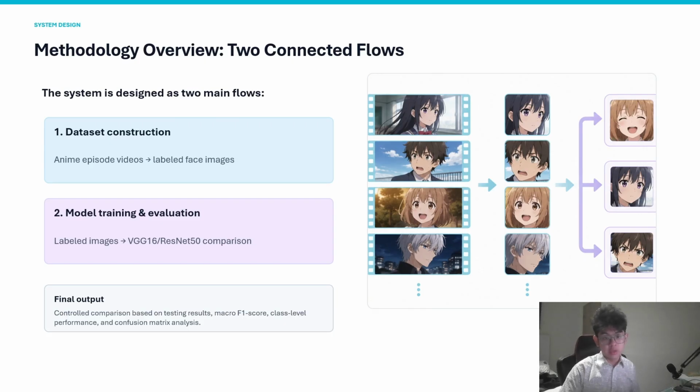The final output of the system is not only the predicted expression labels, but also a controlled comparison between VGG16 and ResNet50. This comparison will use macro F1 score, class-level performance, confusion matrix analysis, and qualitative inspection of the misclassified samples. So the dataset construction and model comparison are connected, since a reliable dataset is needed before the model's results can be trusted.